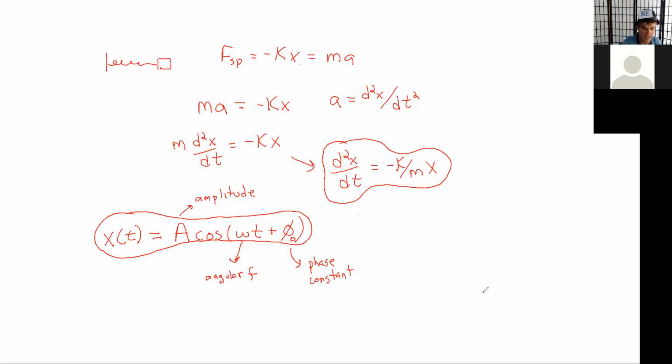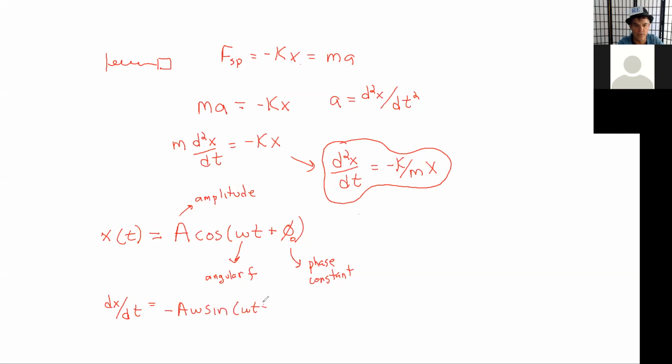Well, if I take one derivative of x, dx dt, here's my position versus time. Derivative of cosine is negative sine, but I also have to take the derivative of the inside, which pulls out an omega. So I get negative A omega times the sine of omega t plus phi.